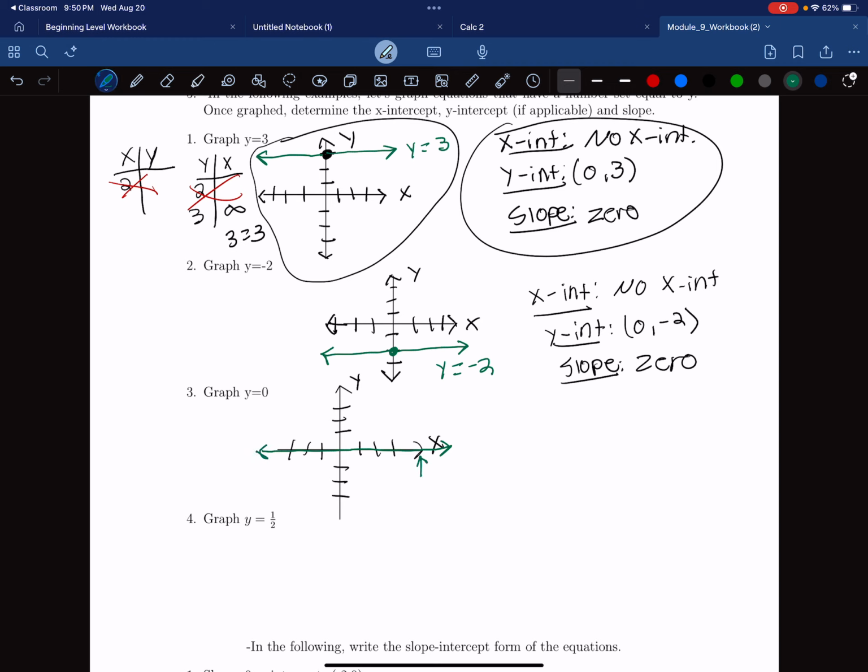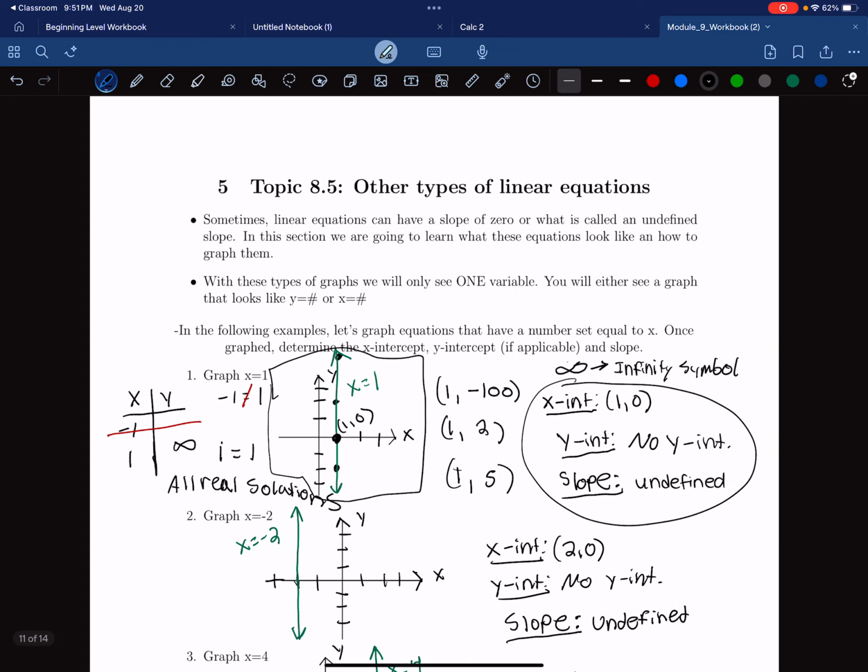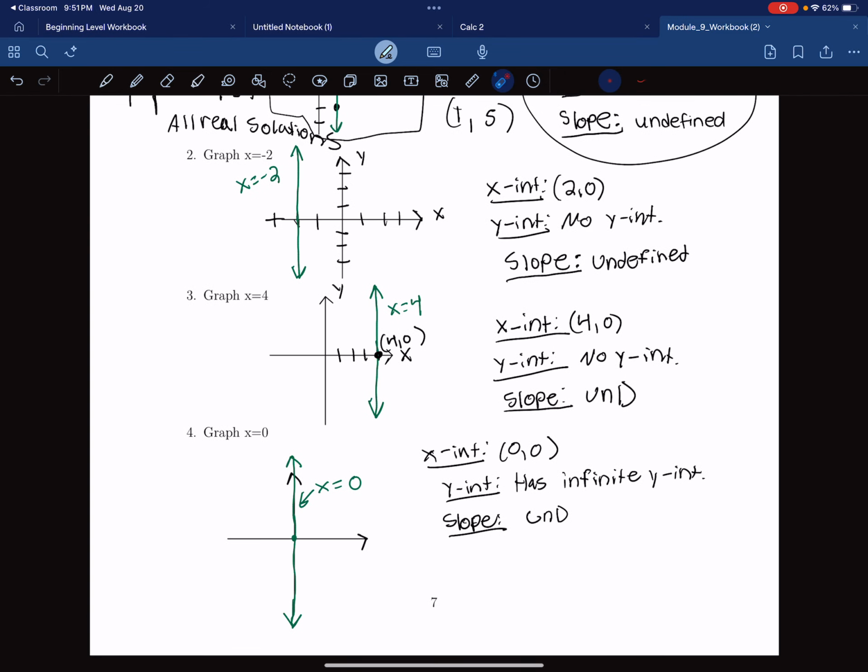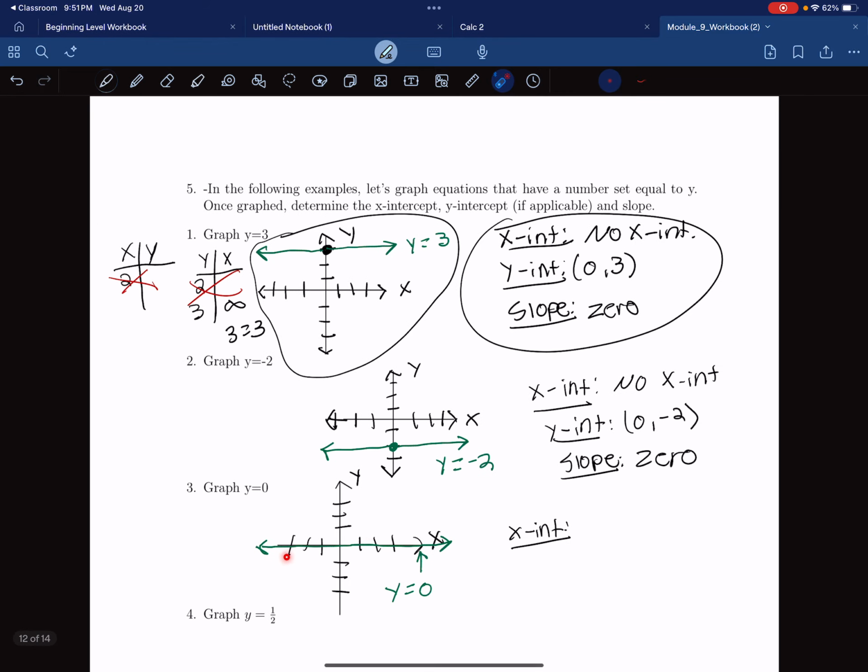So this is the equation y equals 0. So now let's plug in, find some information. What about the x-intercept? Well, as we seen in this other example here, when we had x = 0, that's on top of the y-axis, it had an infinite number of y-intercepts. Well, this equation is also the same, except it's on the x-axis, so it has an infinite number of x-intercepts.